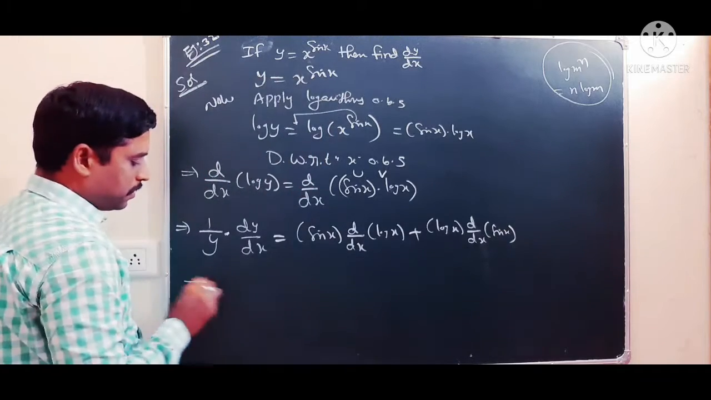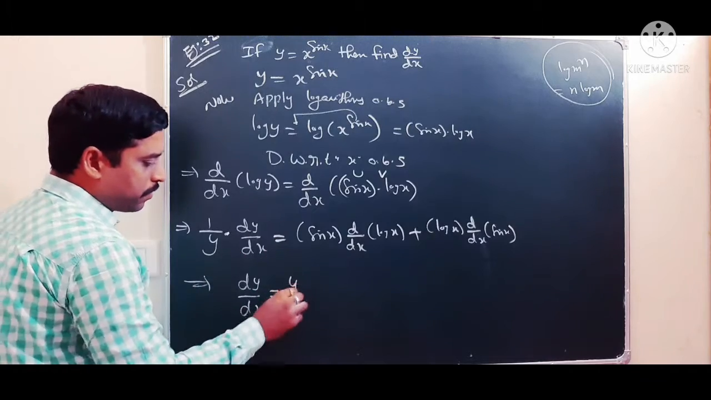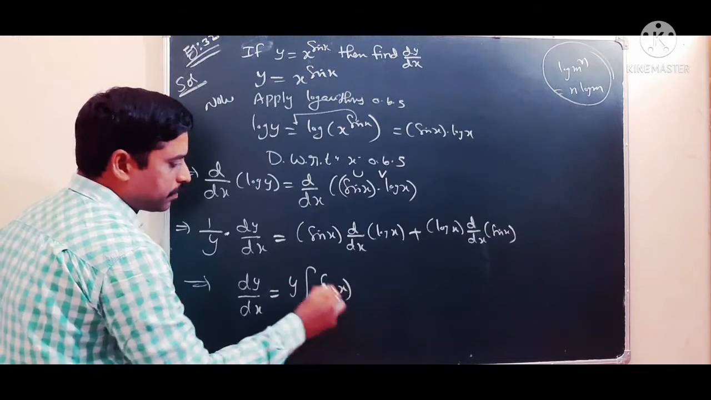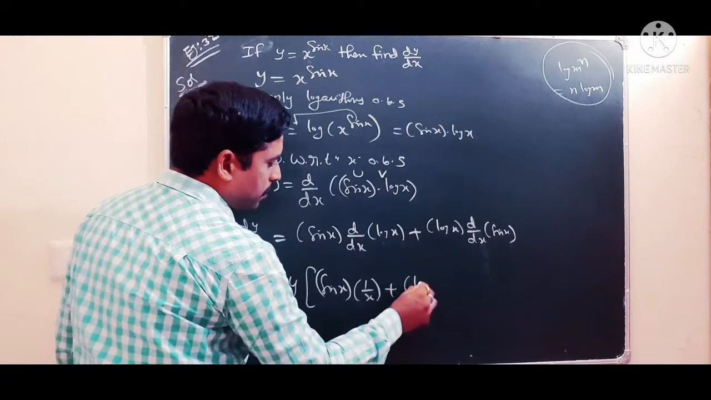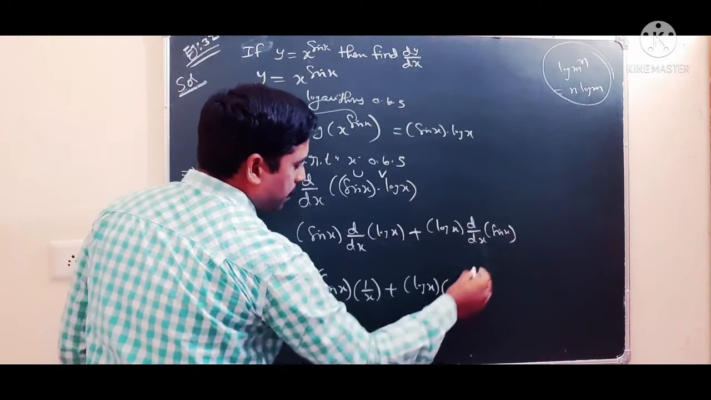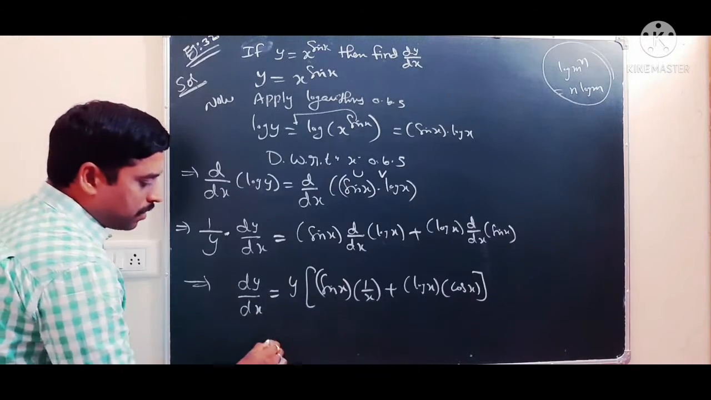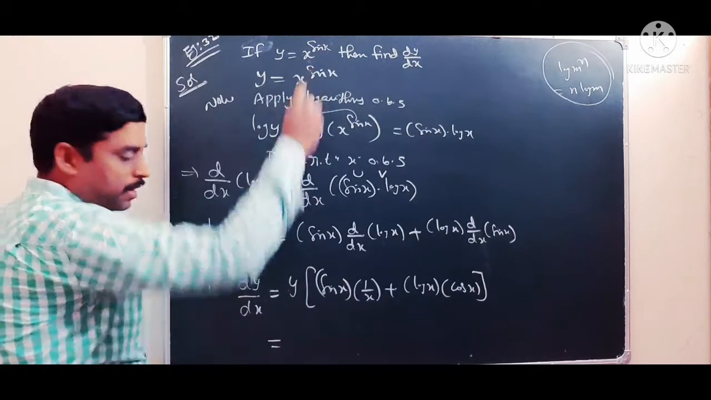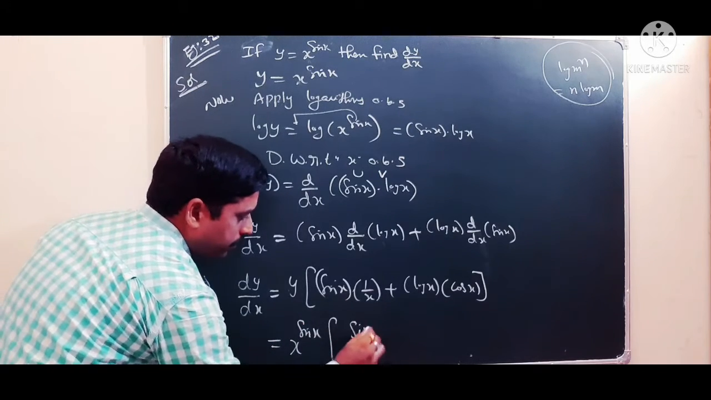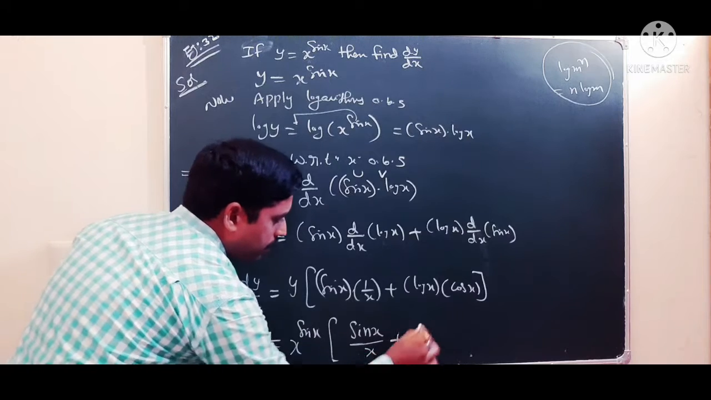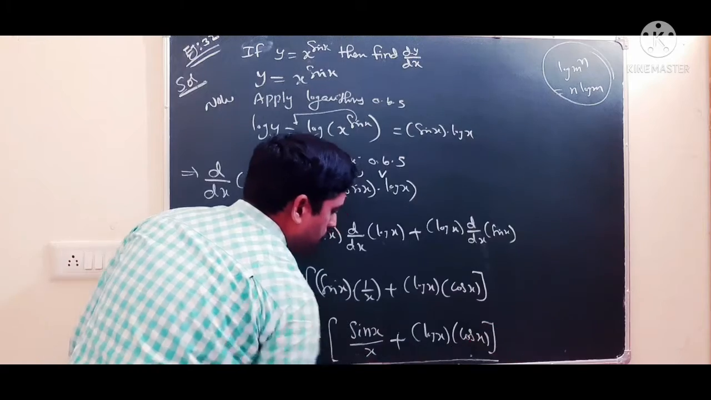Okay. So let us do cross product. Dy by dx is equal to y times of sin x into the differentiation of log x, this will be 1 by x, plus log x into the differentiation of sin x, which would be cos x. Okay. In the place of y, we should write x to the power sin x. So dy by dx is x to the power sin x times of sin x by x plus log x into cos x. Okay, this is the final answer.